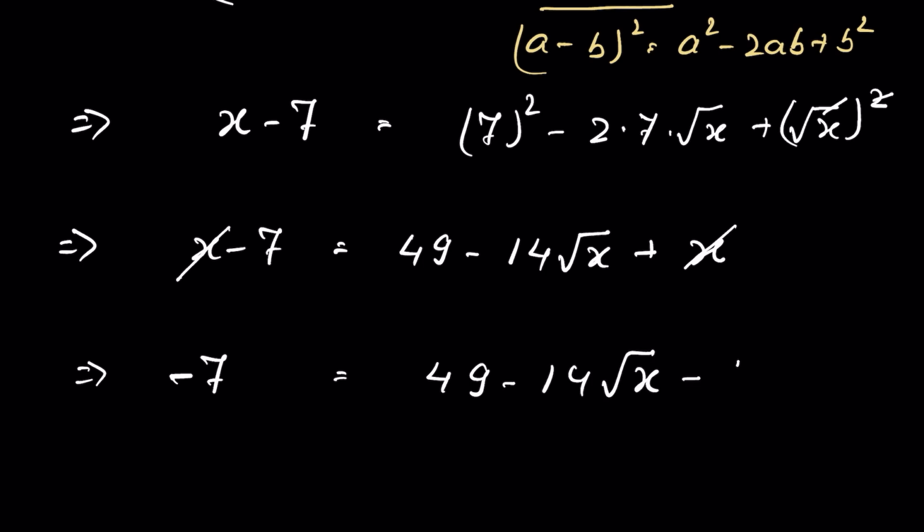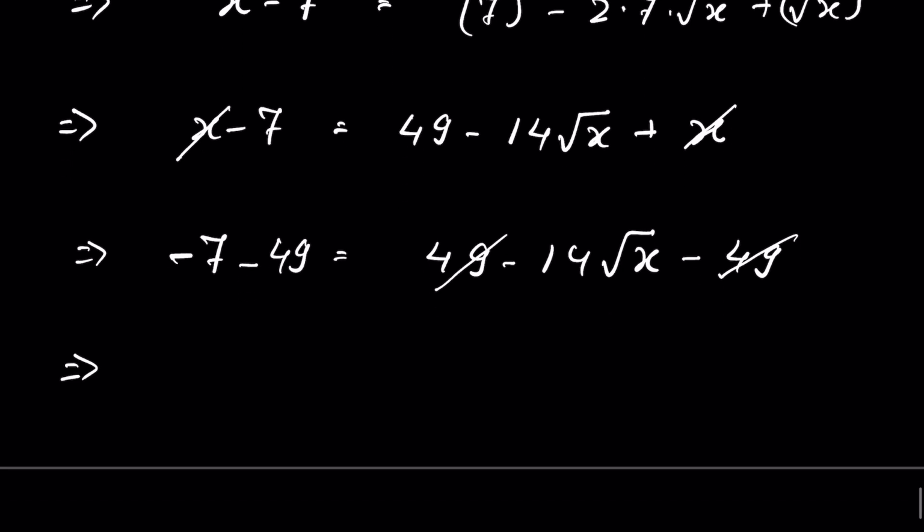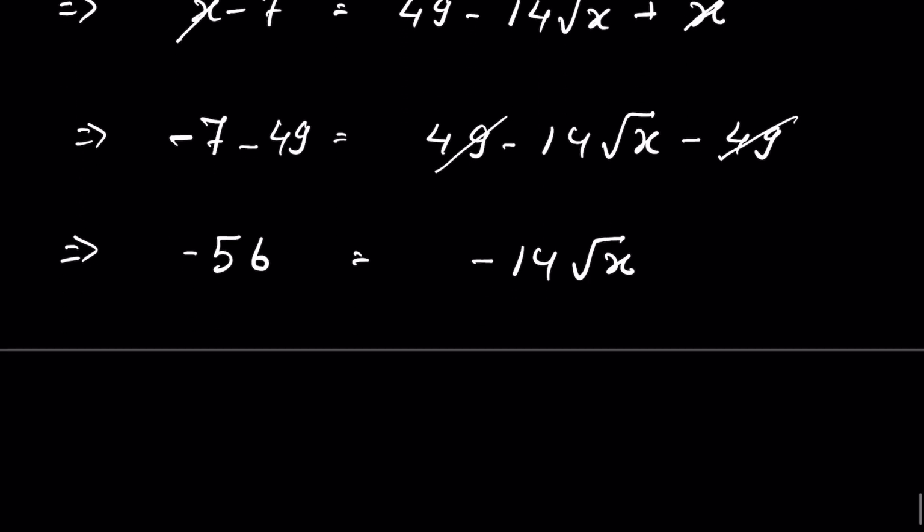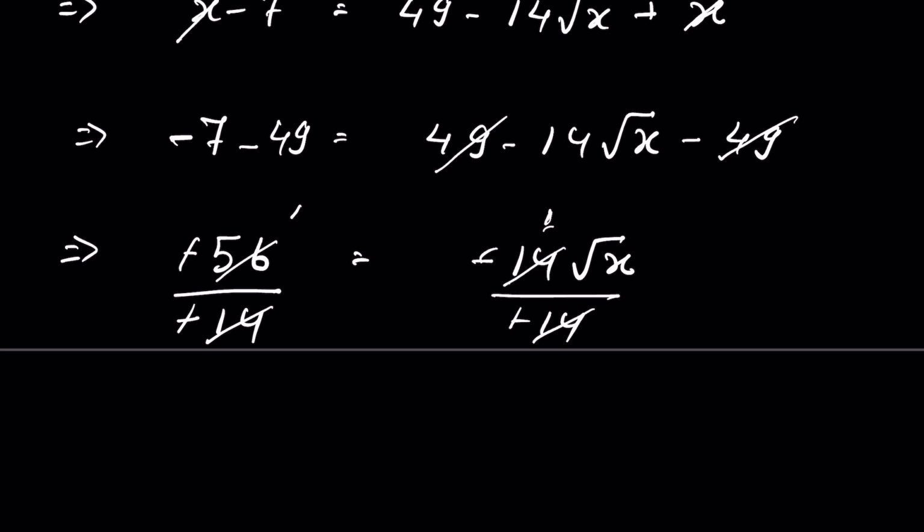Let's subtract 49 from both sides. So this 49 and minus 49 will get cancelled. Minus 7 minus 49 equals minus 56 equals minus 14 times square root of x. Now let's divide both sides by minus 14. So minus minus gets cancelled. 14 times 1 is 14. 14 times 4 is 56. So this is 4 equals square root of x.